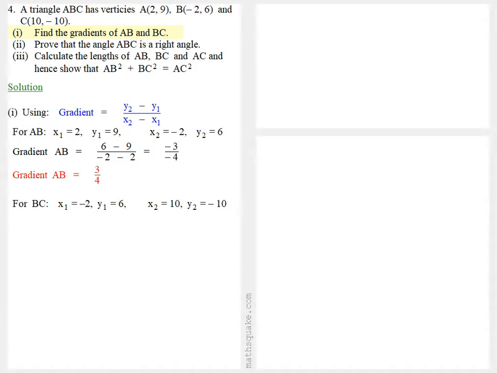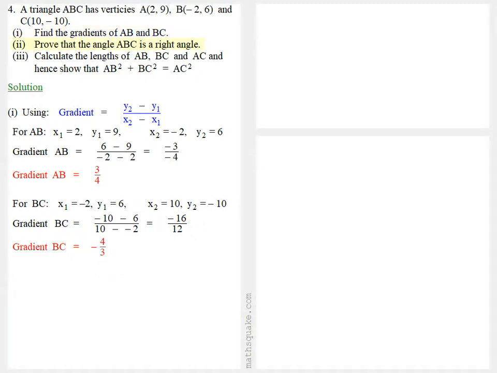The gradient of BC can be calculated with x1 equal minus 2, y1 equals 6, and x2 equals 10, y2 equals minus 10. So the gradient is minus 10 take away 6 over 10 take away minus 2, which is minus 16 over 12, which is minus 4 over 3.